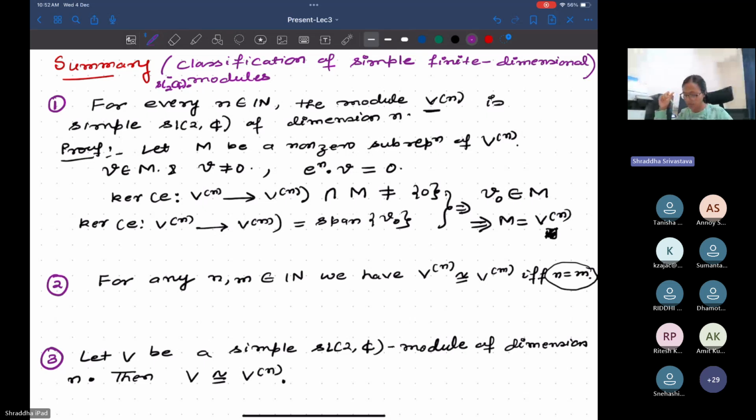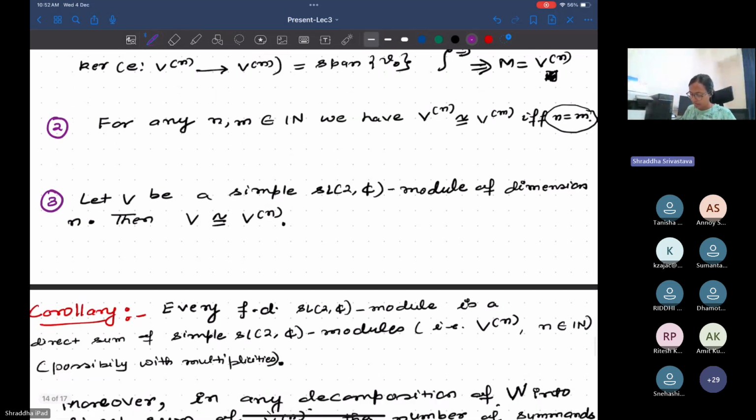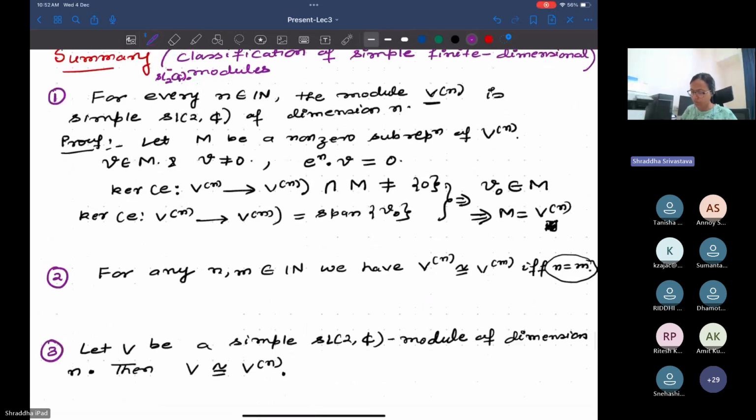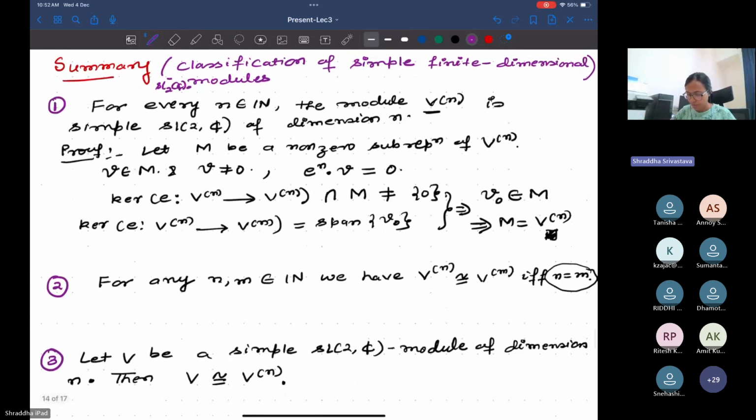Okay, so this was the classification part. One can have another interesting observation from what we have been doing about simple representations of SL2C. But before that, do you have any question? We still have 8 minutes, and I have one more thing that I want to say, but before that, do you have any question? Okay, seems no.